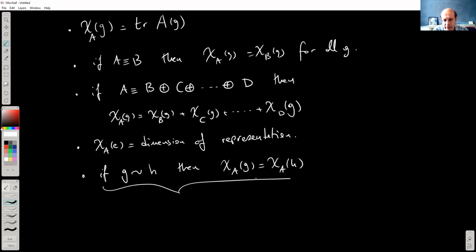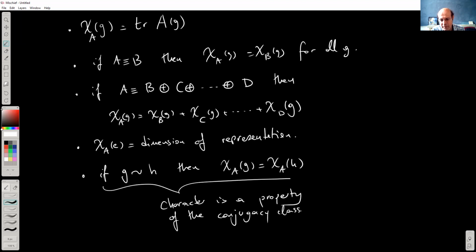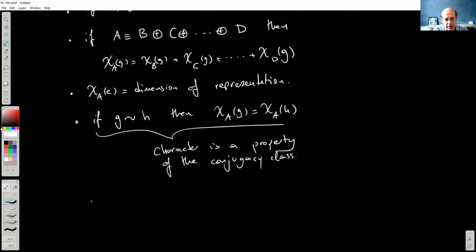All right, let me write this down like that. Is a property of the conjugacy class. Sorry about this, conjugacy class. So it has the same value for all members of the same conjugacy class. So at some point, I'm just going to use this fact, but right now I don't need this.